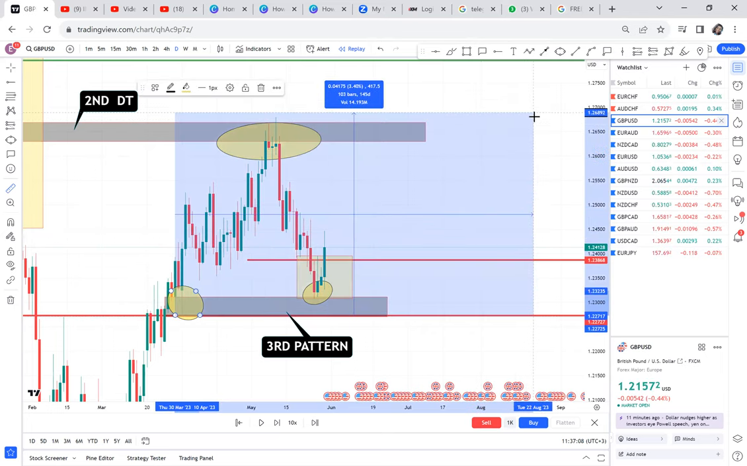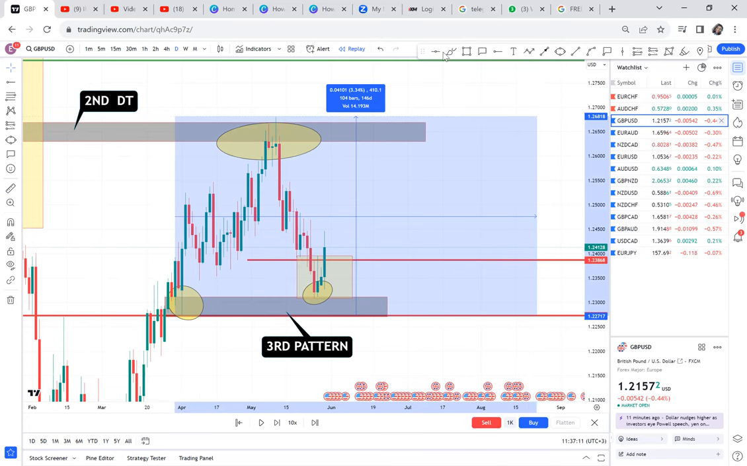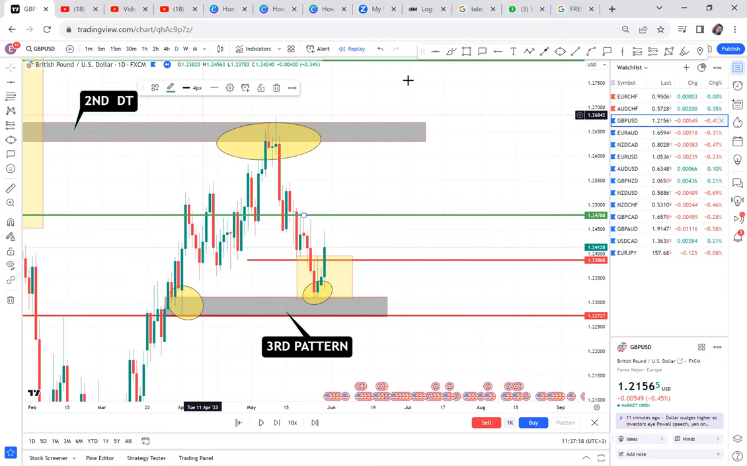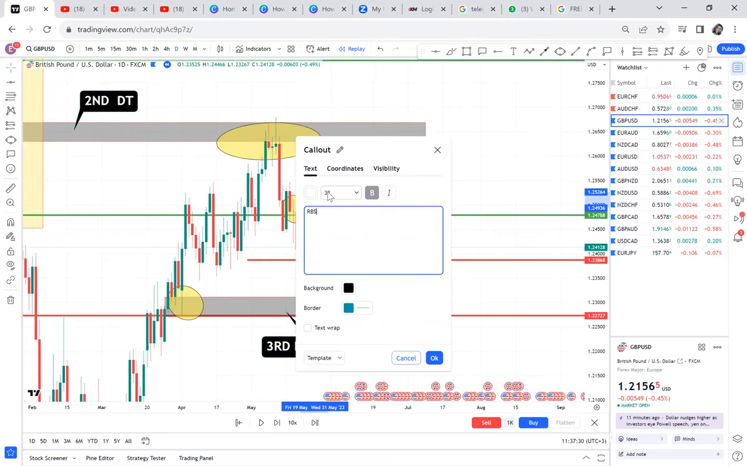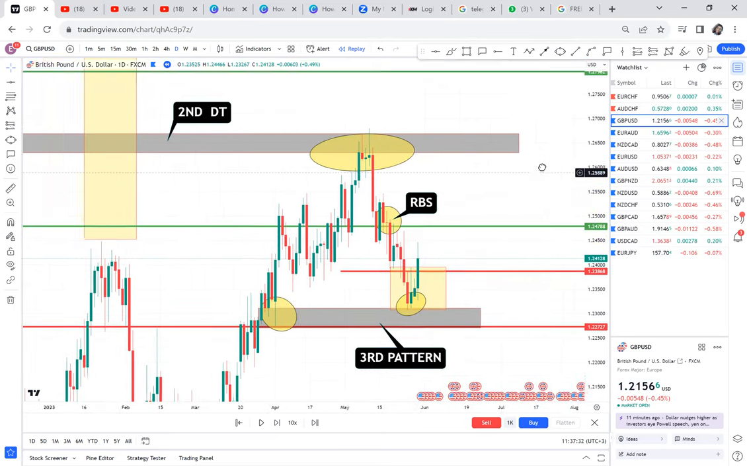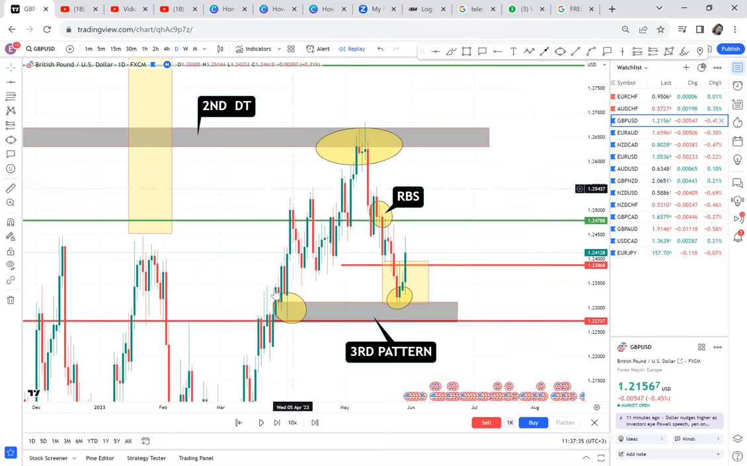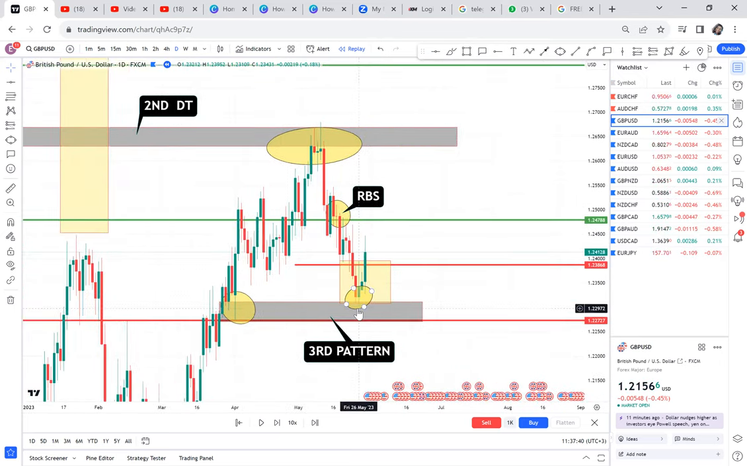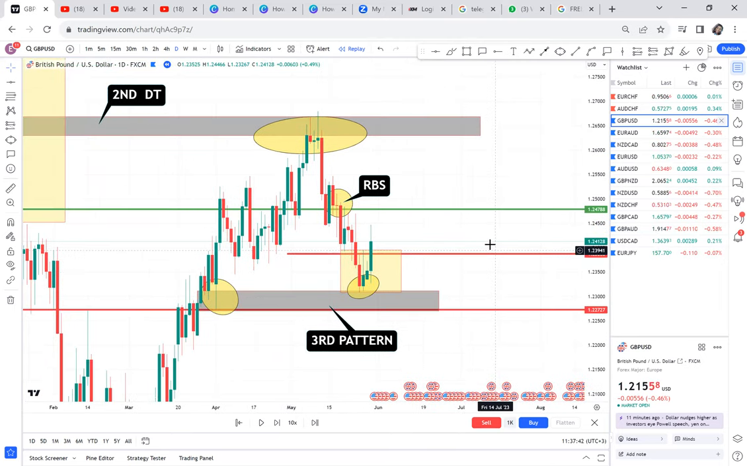Once I attempted to check at the half, that was my half, guys. So the half head RBS is giving us more confirmation that this market is going to buy. So it had RBS. Let me put it there. RBS. So we have three patterns: pattern one, the double bottom on the weekly, the double top on the daily, and now a new double bottom on the daily.